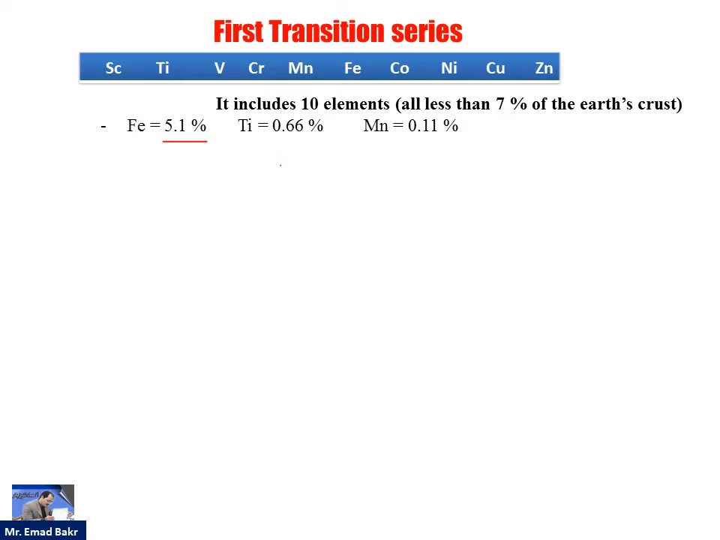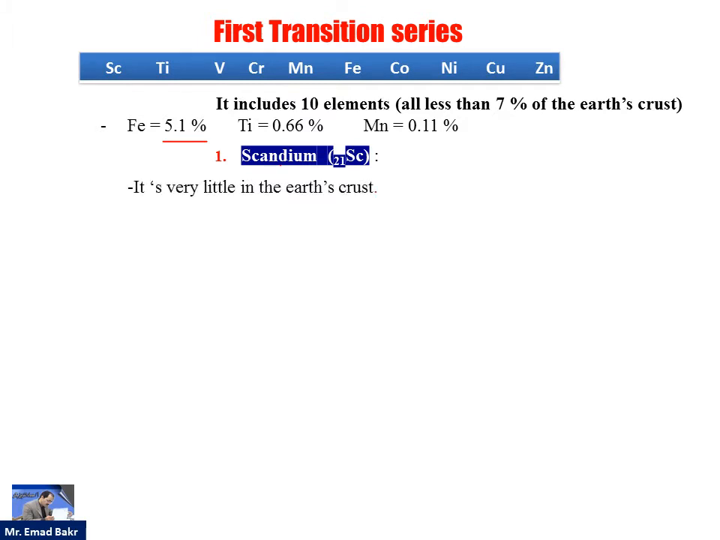The third one is manganese, 0.11%, and the other elements less than this percentage. The first element is scandium 21. We are going to take a short note about each element.